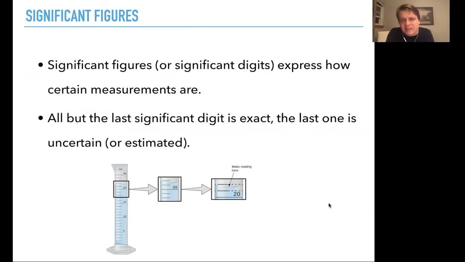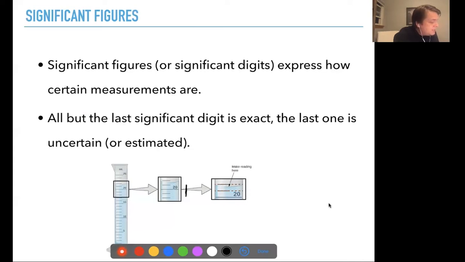And the idea is that significant figures, significant digits, express how certain measurements are. All but the last significant digit is exact. The last one is uncertain or estimated. Let's take a minute and look at the volume as measured in a graduated cylinder. If we zoom in here, we can see that it's definitely more than 20. In fact, we can see quite clearly it's more than 21. But in between 21 and 22, it's not quite as clear. So I would say this would be something like 21.6. So this would be three significant figures.